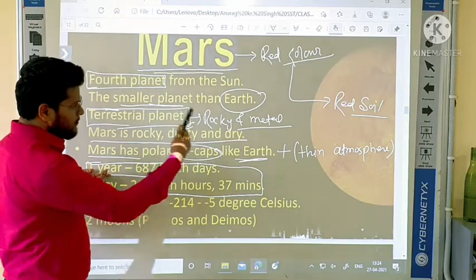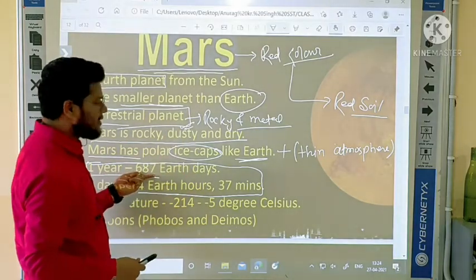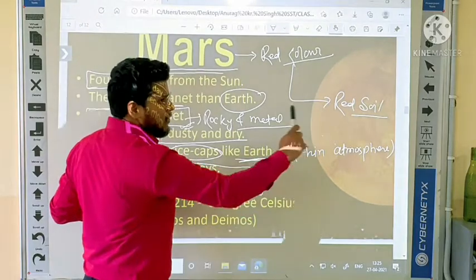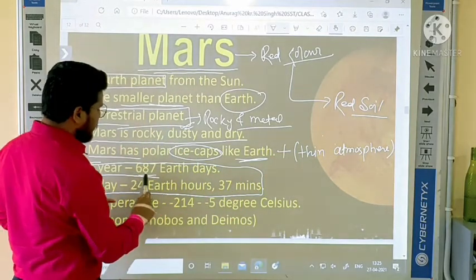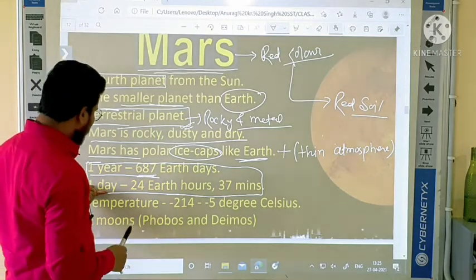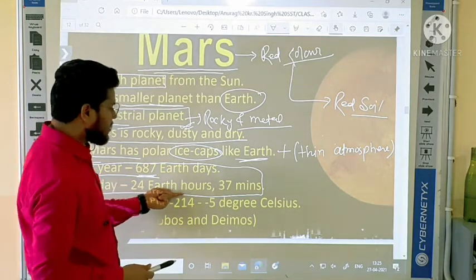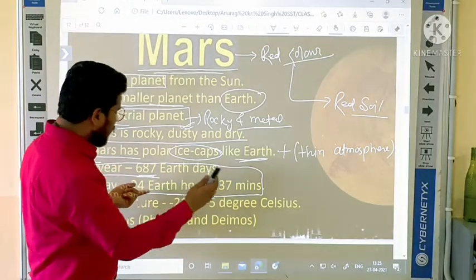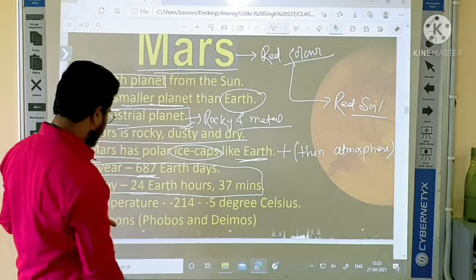One year of Mars is equal to 687 days. It means Mars revolves around the Sun in 687 days. Similarly, one day is equal to 24 Earth hours and 37 minutes. It means it rotates on its own axis in about 24 hours.